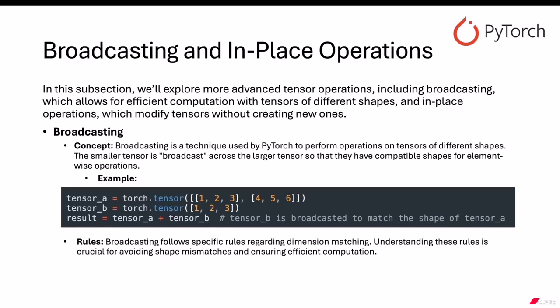Here is an example. torch.tensor([[1, 2, 3], [4, 5, 6]]) for tensor_A. For tensor_B, we have torch.tensor([1, 2, 3]). result = tensor_A + tensor_B. Now in this case, tensor_B is broadcast to match the shape of tensor_A. Broadcasting follows specific rules regarding dimension matching. Understanding these rules is crucial for avoiding shape mismatches and ensuring efficient computation.